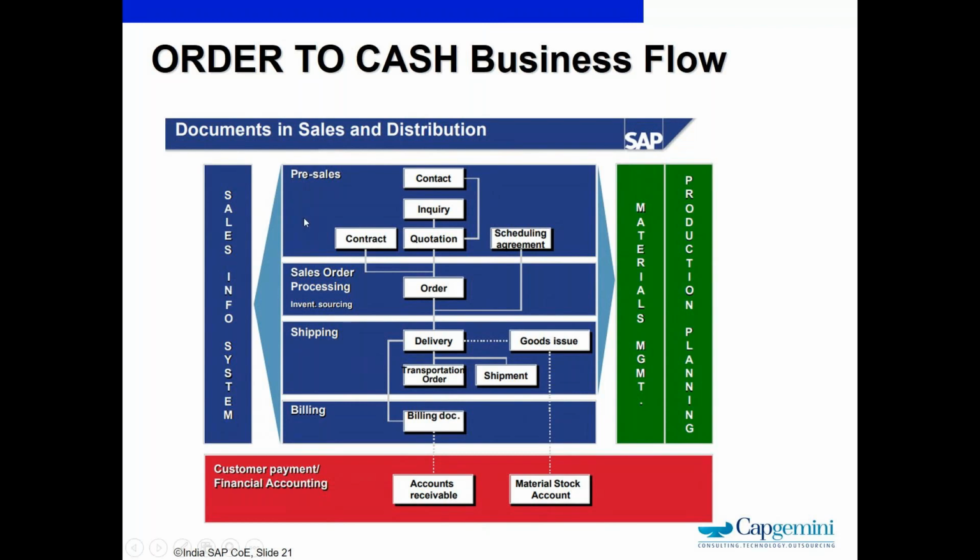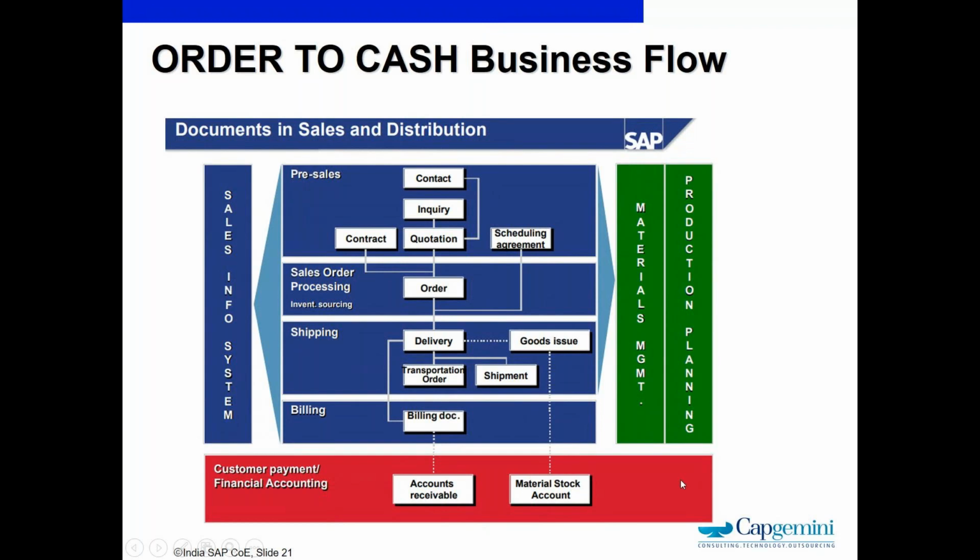So the pre-sales, the sales, the shipping, the billing: from pre-sales to sales to shipping to billing, you need to understand how MM is going to start and how production planning is going to start. You can see this customer payment, you have financial accounting. Under the billing you have the accounts receivable, and under the goods issue you have the material stock account. And remember, SD module, MM module, PP module, and this red part is the FI module.